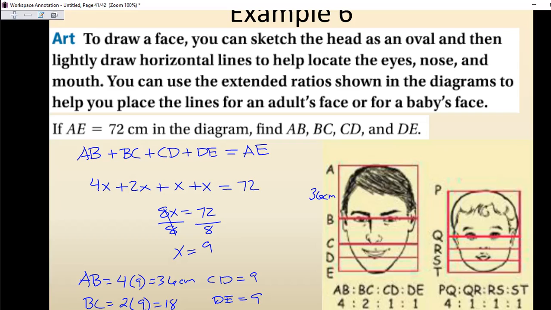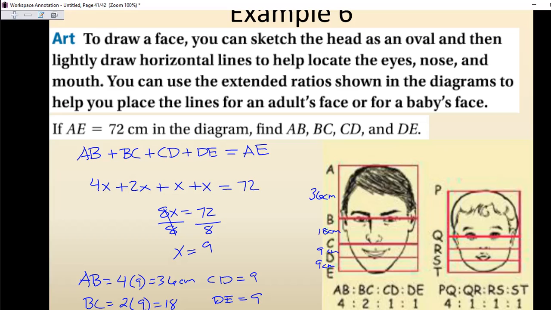This is going to be 18 centimeters. And these are each going to be 9 centimeters, since these are both the 1 and 1. So if you add all these up, you're going to get a total of 72. This way everything is proportionate and everything looks right. You don't want the person's eyes to be way down here. So you have to follow the right proportions.